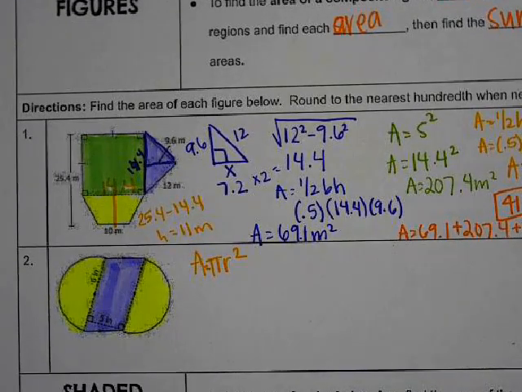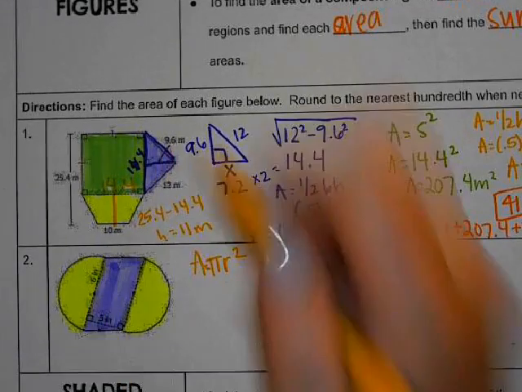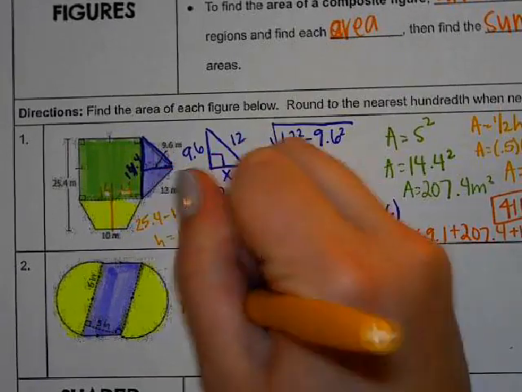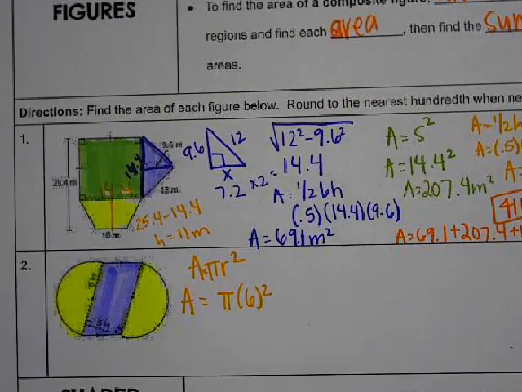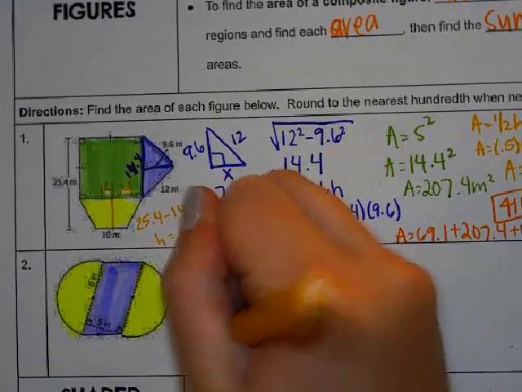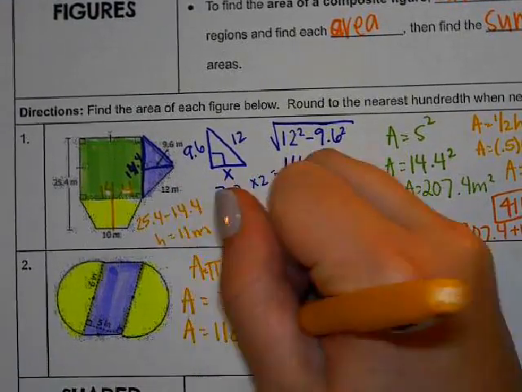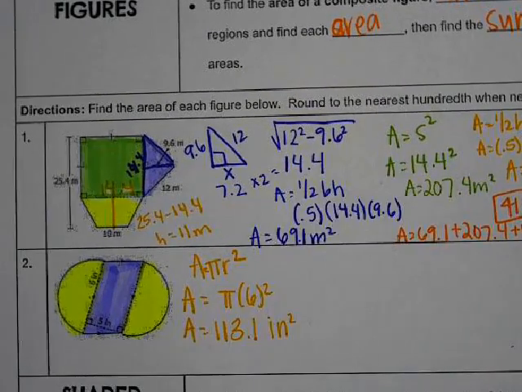So here, if I look at this semicircle, it tells me that the radius is 6. So all I'm going to do is take pi times 6 squared, or pi radius squared, and put that in my calculator, and that would give me 113.1 inches squared. This one's very straightforward, very easy.